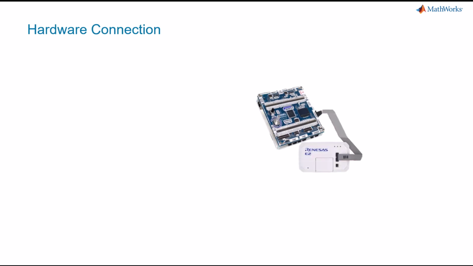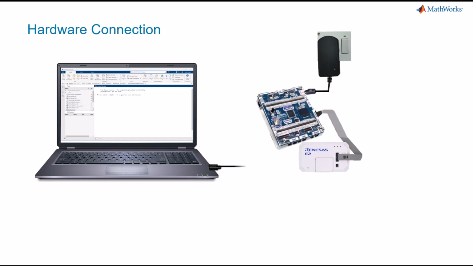Let's begin with the hardware connection. Connect the RH850 starter kit to the Renesas E2 emulator. Power the board using a 12-volt adapter. Connect the E2 emulator to the host computer where MATLAB is installed using a USB cable.